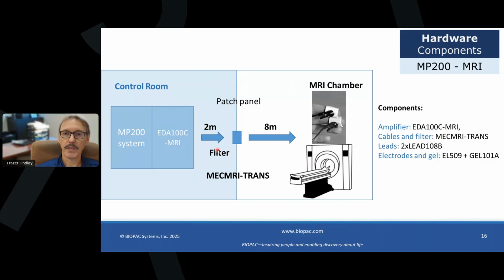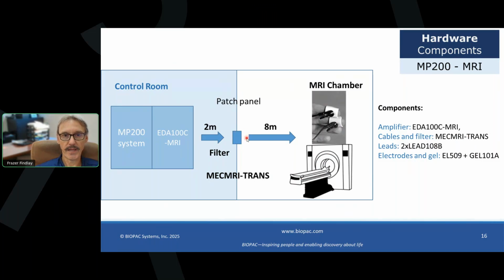BIOPAC offers a filtered cable set, MEC MRI trans. This is broken into three pieces. The first portion is a 2-meter cable that runs from the amplifier to the patch panel. The cable comes with a filter. The filter must be securely mounted onto the patch panel, and that allows the connector from the amplifier cable to connect in the control room side.